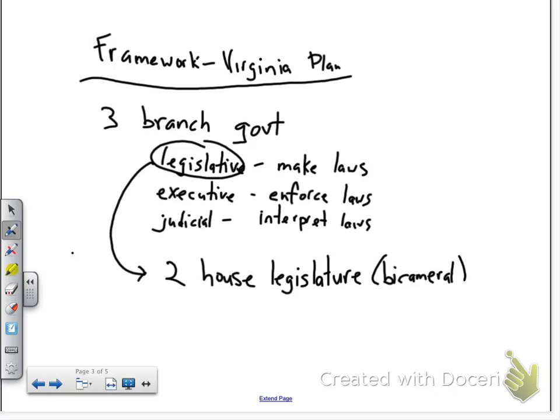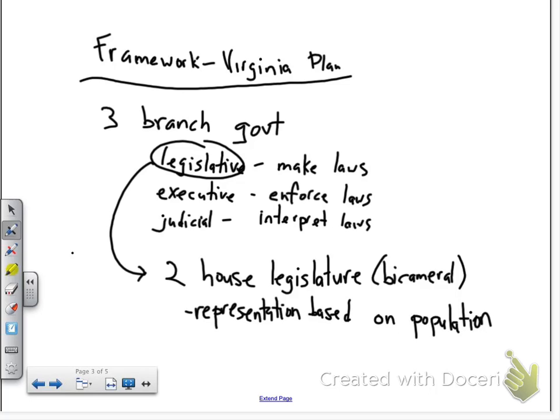A bicameral legislature. So in these 2 houses, for our 2-house legislature, in both houses, what would representation be based upon? Representation would be based on what, Matthew? State population. Yes. Okay, so if representation was based on population, which states really liked this plan a lot, Leah? The larger states.